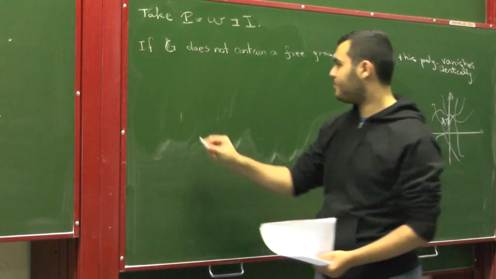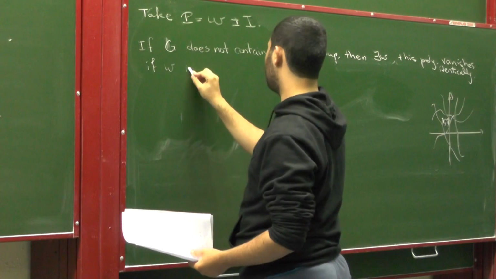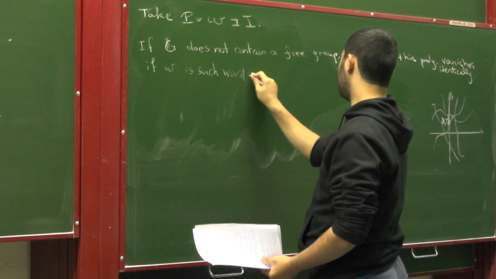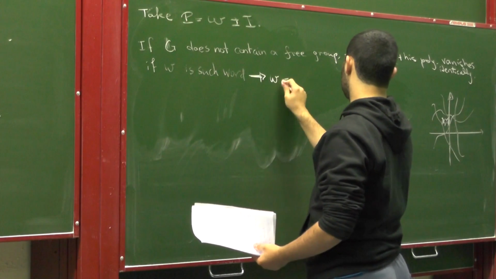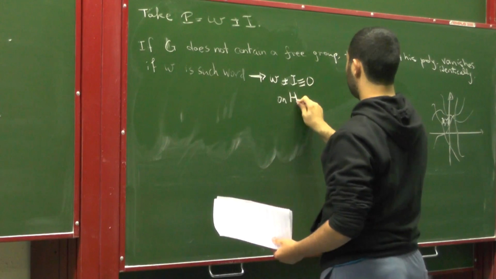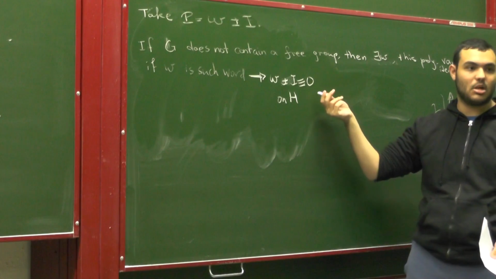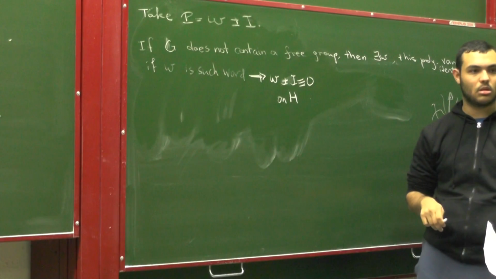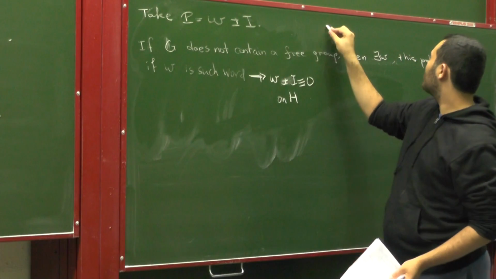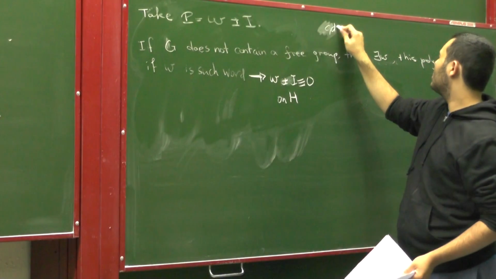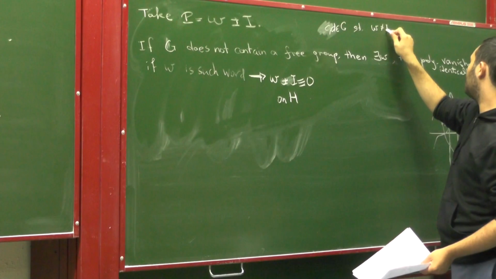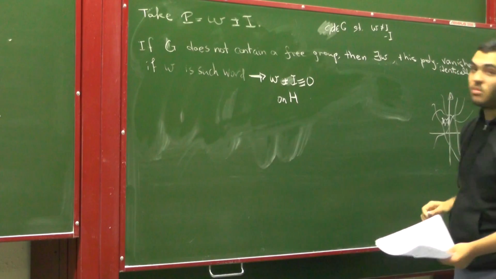But now what? If W is such a word, then the exercise implies that W plus or minus I vanishes identically in group H. But that cannot be because H already contains a free subgroup. So G contains a free subgroup. Actually, a bit more. There are A, C and D in group G such that any non-trivial word in them cannot be equal to identity, but also not minus identity.